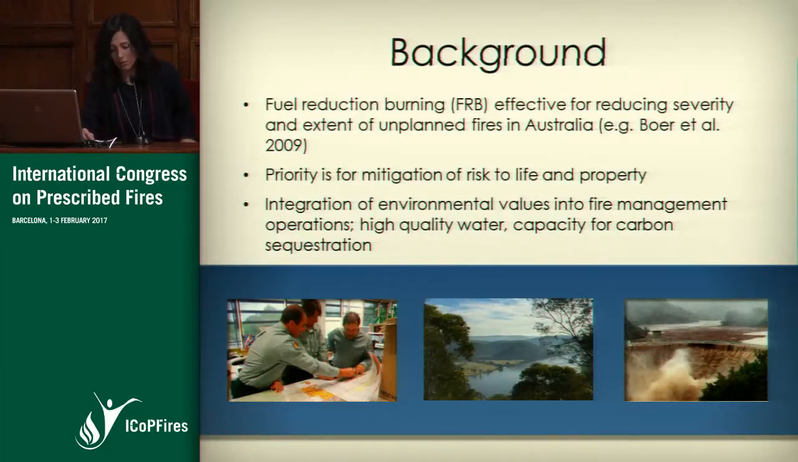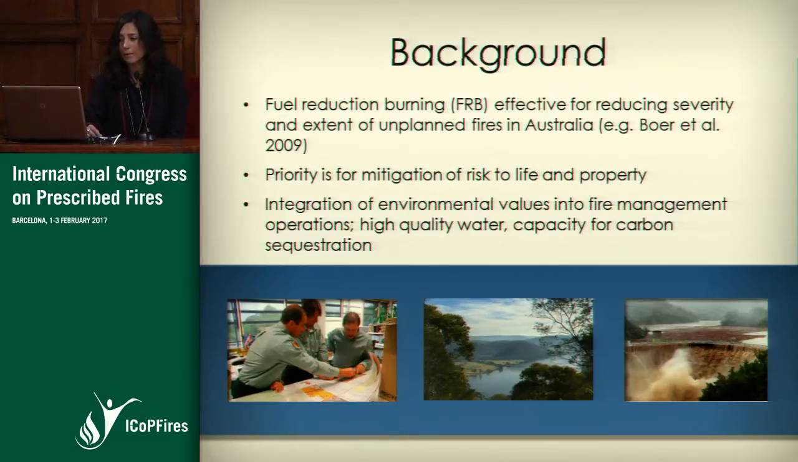Generally, the empirical evidence in Australia shows that fuel reduction burning has been effective in reducing the severity and extent of unplanned fires. Now, the priority is for mitigation of risk to life and property, and consideration of environmental values such as carbon sequestration or provision of fresh water are limited by this priority. And you have to consider that forests in Australia that are most affected by fires are also most important for supply of water to millions of people, and they're very important for storage of carbon.